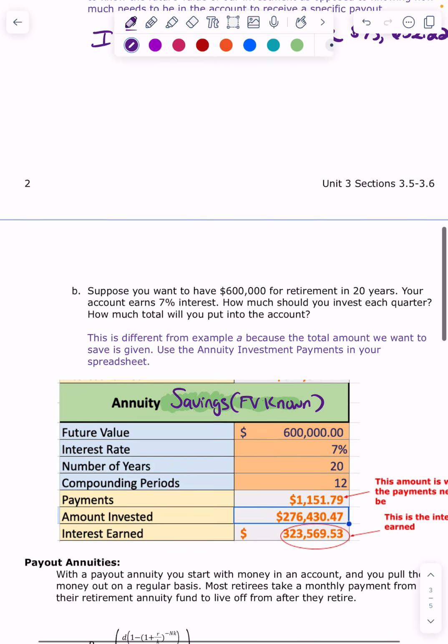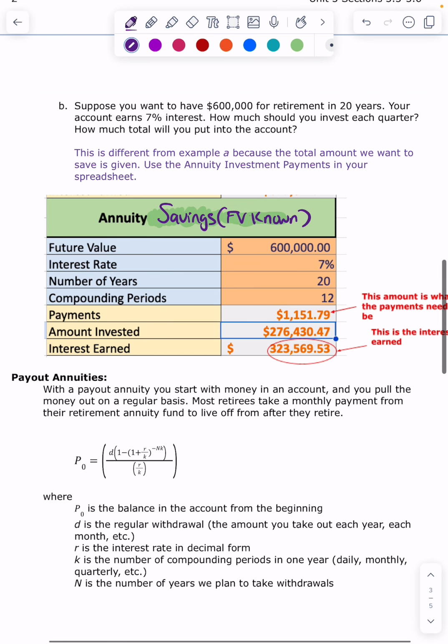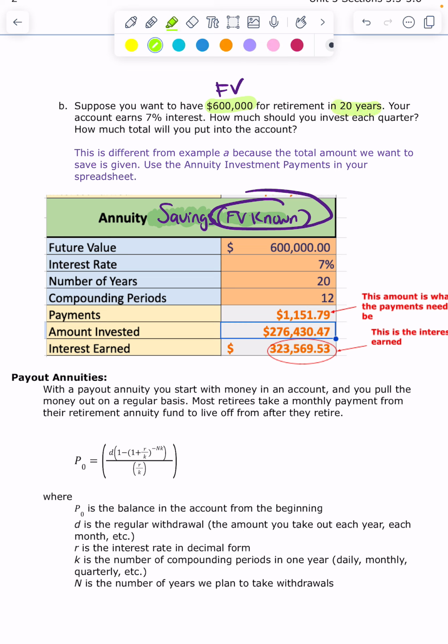All right, example B. Suppose you want to have $600,000. So notice right away that this one's different. Now we know the future value. So we want to use the future value known portion of the spreadsheet. And we're doing this in 20 years. Your account earns 7% interest. How much did you invest each quarter? And how much total will you put into the account?